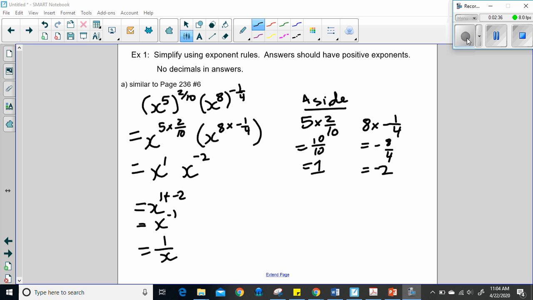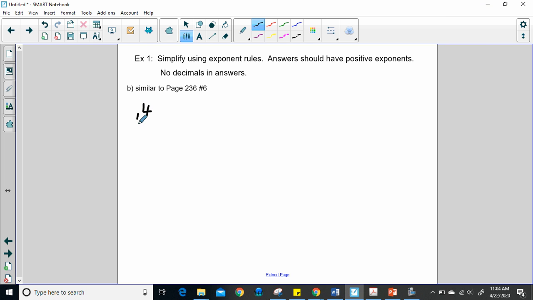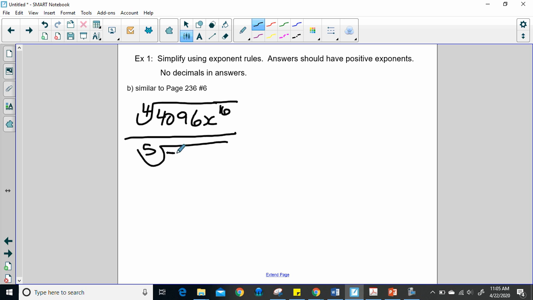All right, let's try another one. This time let's do one that's got some root symbols in it. We're going to do the 4th root of 4096 times x to the 16, all under the root sign, over the 5th root of 7776 x to the 30. And again, that's all under the root sign.